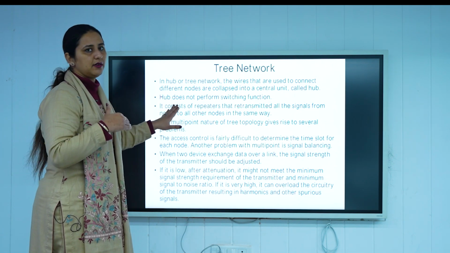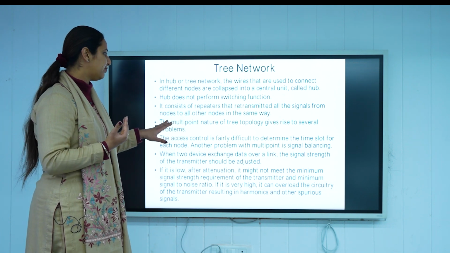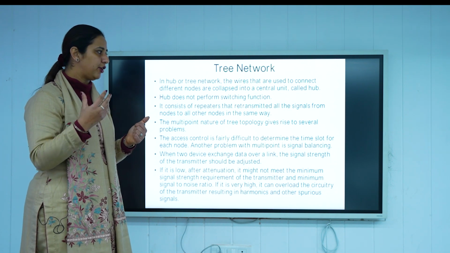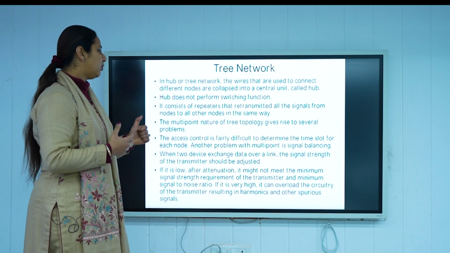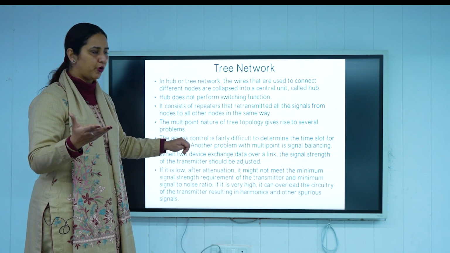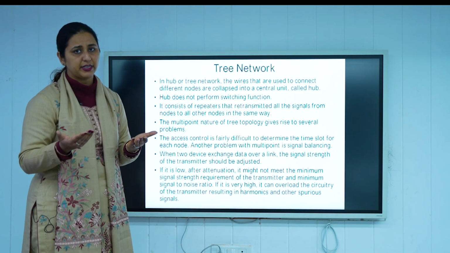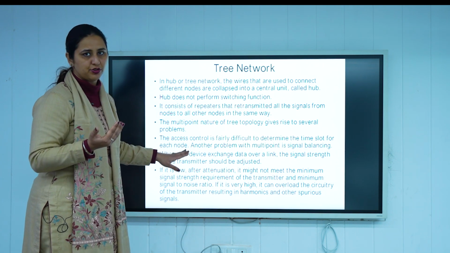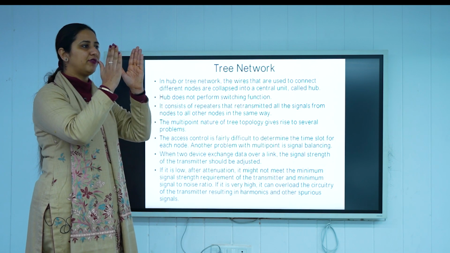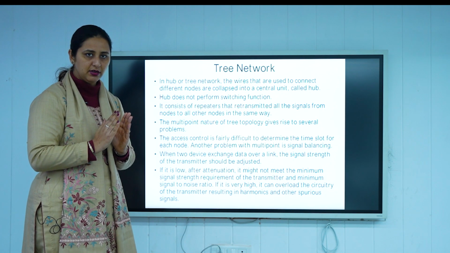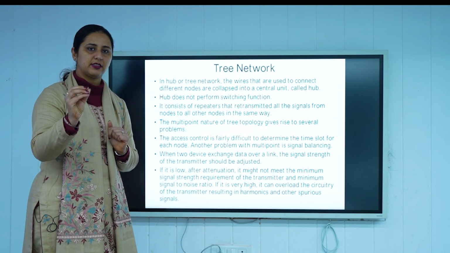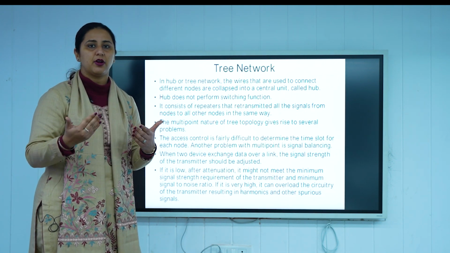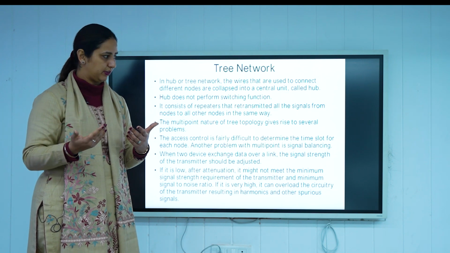And here the hub that we are using does not require the switching function, and it also consists of repeaters which will retransmit the signal if any signal gets corrupted. It is also of a multi-point nature, which can give rise to several problems related to the cabling. Then control is also difficult because many of the connections have been combined together. If any wire gets a problem, it will be very difficult to find in which wire or cable we are having the problem.